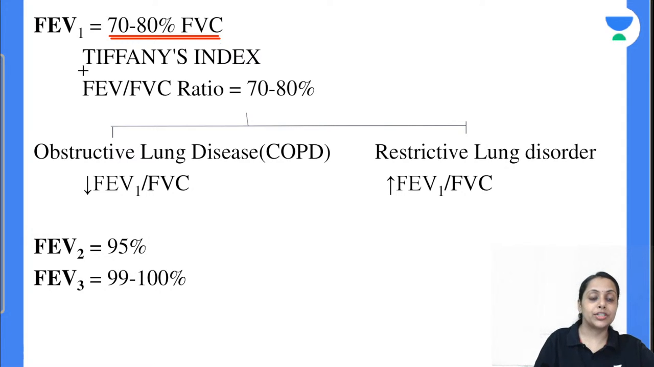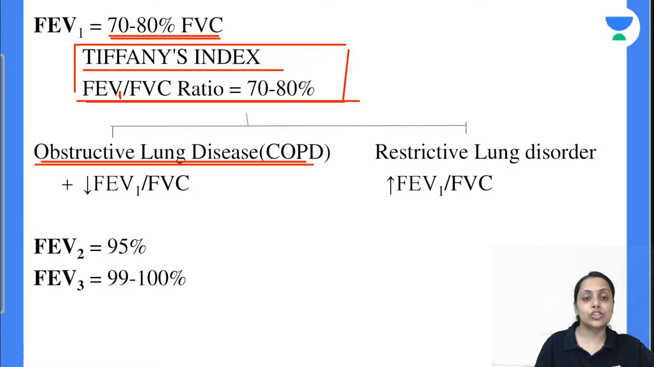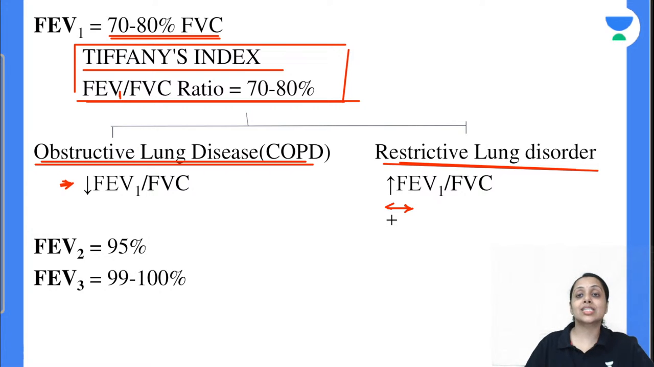ठीक है, एंड दिस रेशियो इज नोन एज टिफ्नो इंडेक्स. कौन सा रेशियो? FEV1 अपॉन फोर्स वाइटल कैपेसिटी रेशियो इज 70-80% एंड दिस इज नोन एज टिफ्नो इंडेक्स. ऑब्स्ट्रक्टिव लंग डिसऑर्डर की अगर बात करेंगे तो ऑब्स्ट्रक्टिव लंग डिसऑर्डर में द टिफ्नो इंडेक्स डिक्रीज़ेस, व्हाइल इन रिस्ट्रिक्टिव लंग डिसऑर्डर this either remains normal or increases. This index decreases in obstructive lung disorder, this index increases in restrictive lung disorder.